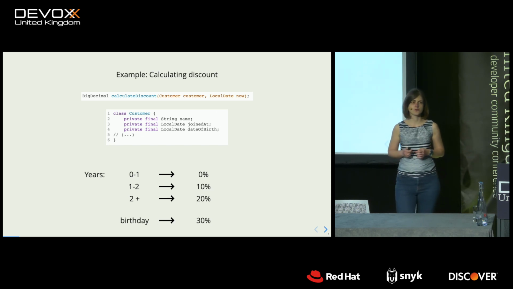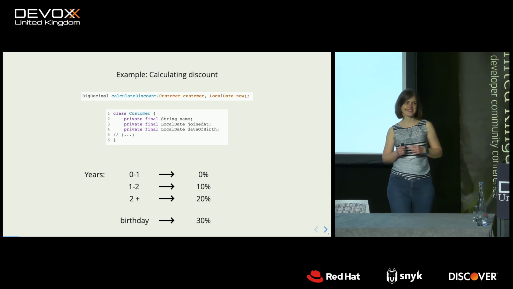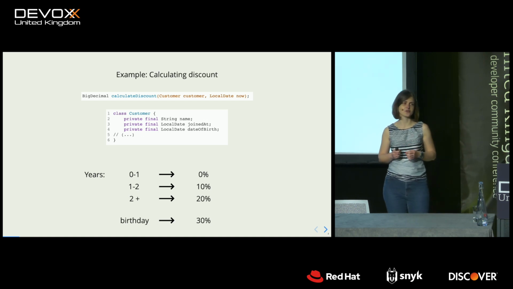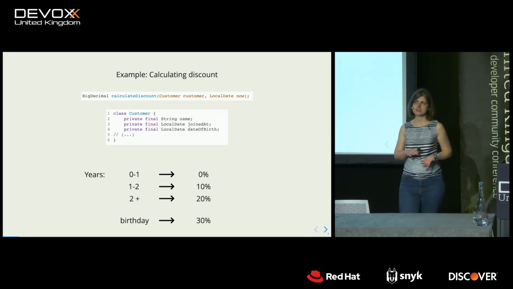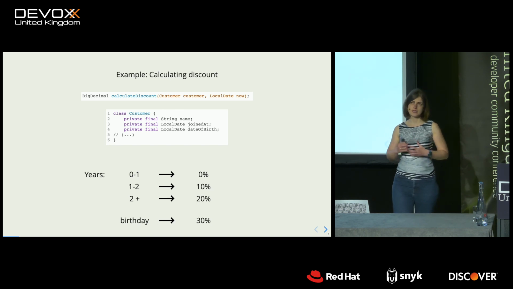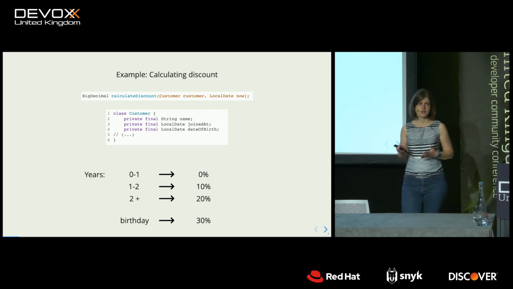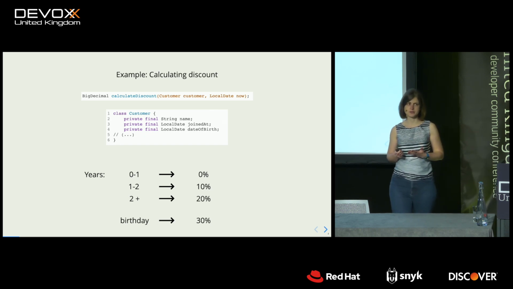If they are with us for between 1 and 2 years, they get 10% discount. And if they are with us for more than 2 years, then they get 20% discount. And just to make things a little bit more complicated, if it's the customer's birthday today, let's give them a special 30% discount just that day. And we're encoding that in big decimals.